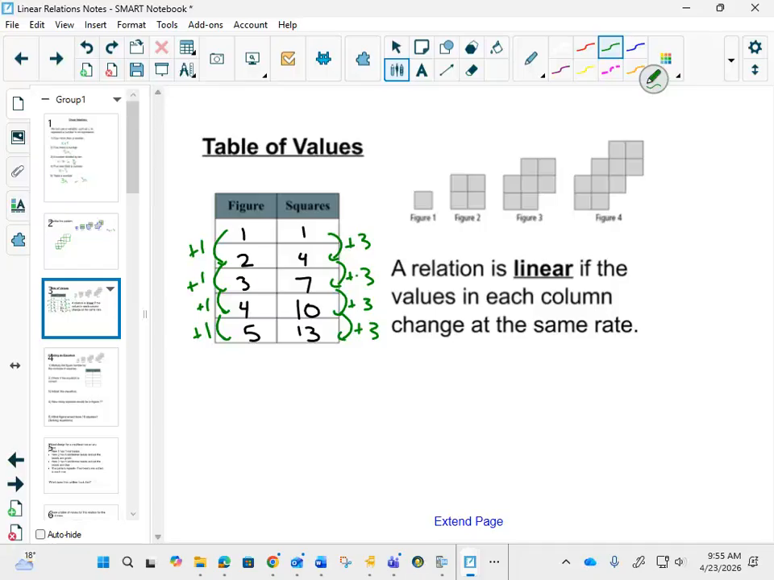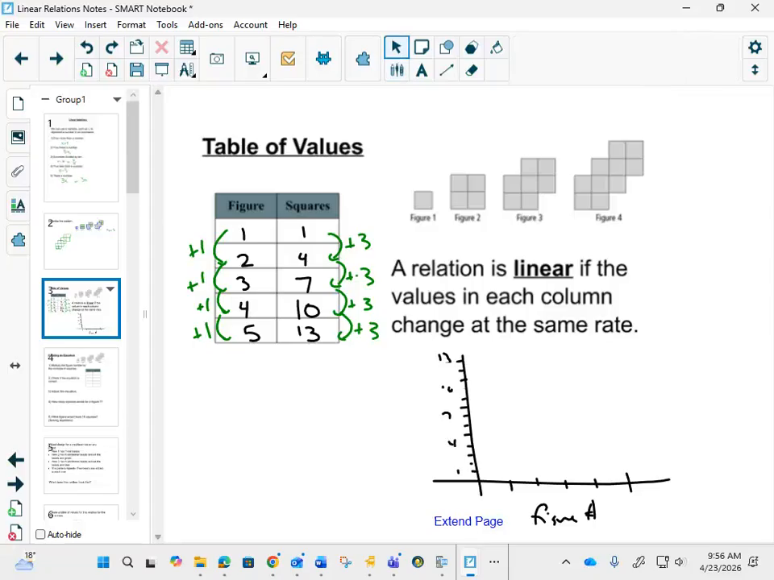In other words, what's going to happen later on in this unit is we are going to make a graph. And we're going to put figure number down here. 1, 2, 3, 4, 5. And we're going to put number of squares here. 1, 2, 3, 4, 5, 6, 7, 8, 9, 10, 11, 12, 13. I'm going to go up to 13. This was 10. This is 7. This is 1. This is 4.